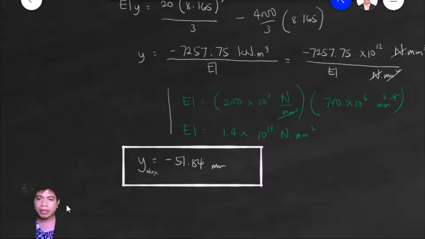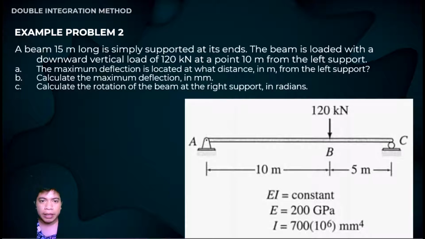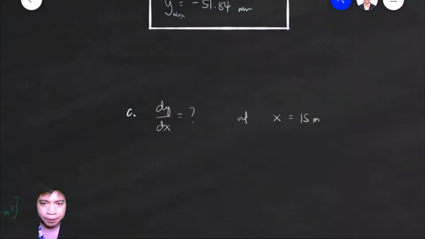Ayun, so last problem na tayo guys. So, tingnan natin yung ating last na tanong. Calculate the rotation of the beam at the right support in radians. Okay, so that means guys, ang kailangan natin ma-compute dito is yung dy over dx at x equals to 15. Di ba yung x natin is measured from the left support. So, right support man yung support C. So, at x equals to 15 yung ating x. Okay? So, ayun. So, isolve natin siya.